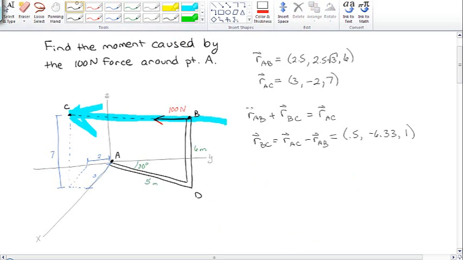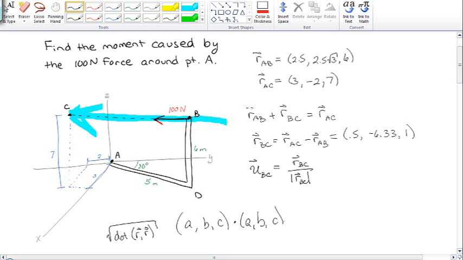Because the next thing I want to do is find a unit vector from B to C. The way I find a unit vector is I take R, B to C, and divide by the magnitude of R, B to C. Whenever I'm doing a magnitude, especially on a calculator, the best thing is to take the square root of the dot product, because the dot product just multiplies the related terms, and then I square root it.